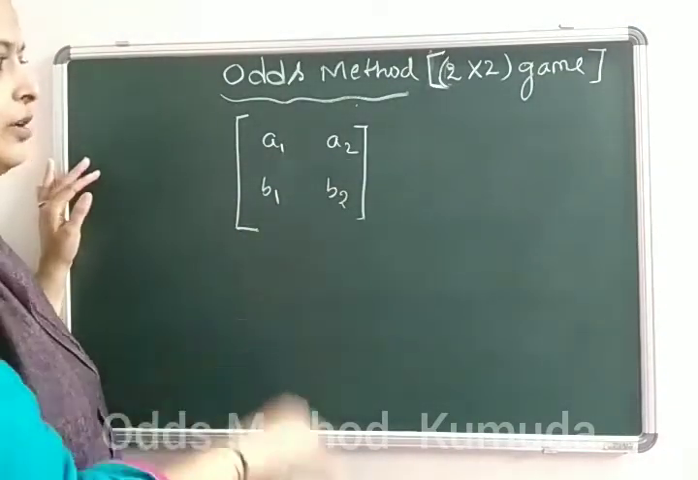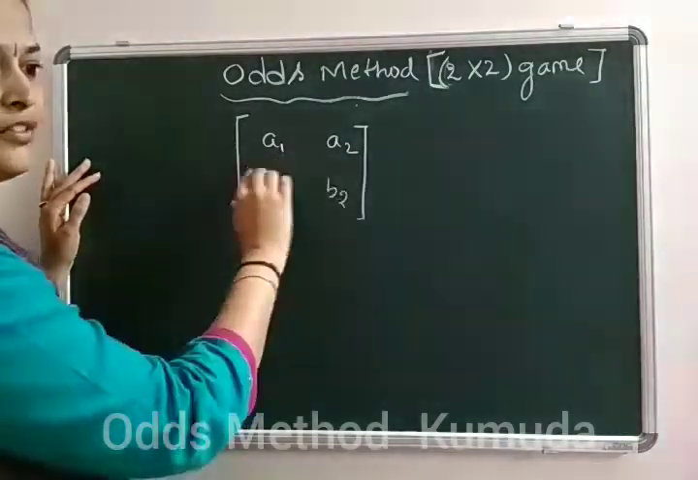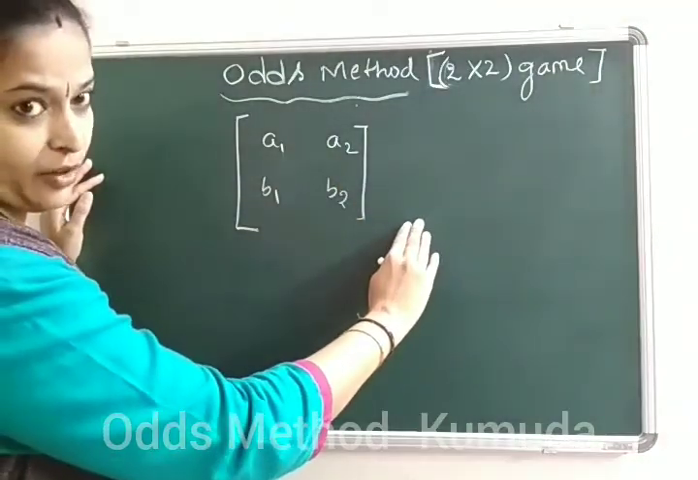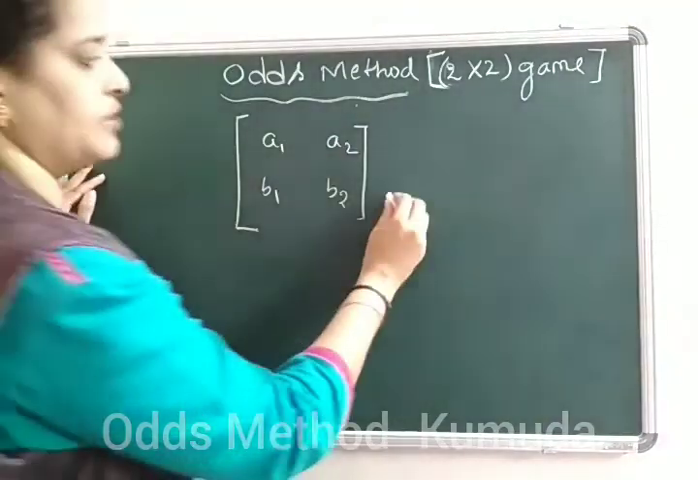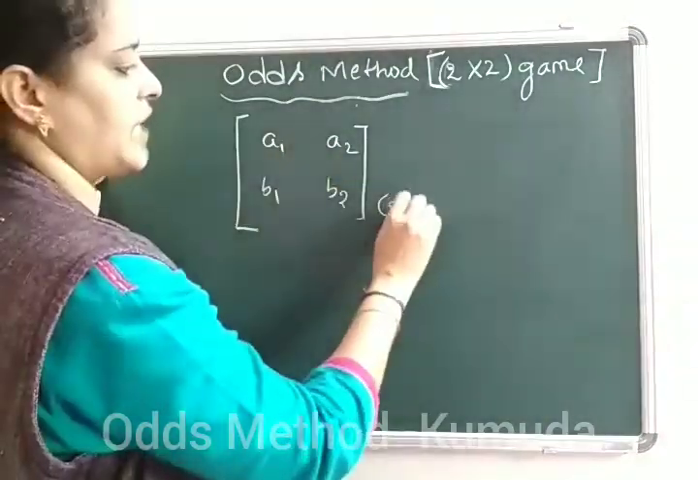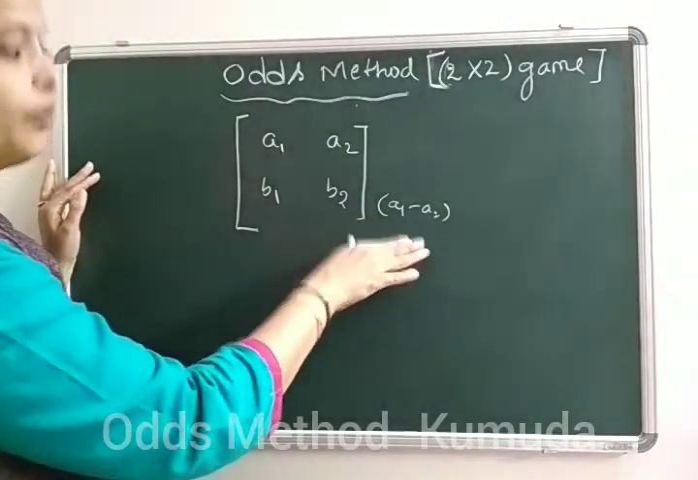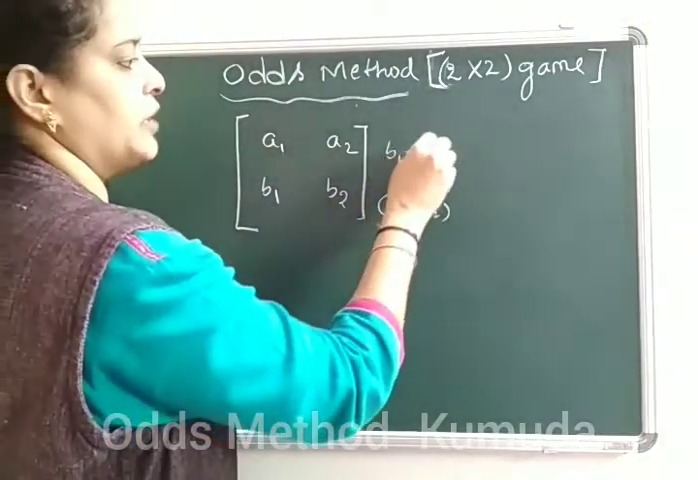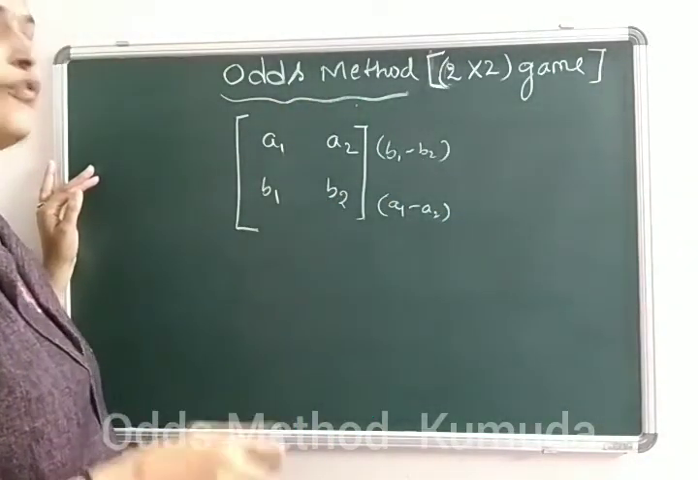So how do we find the odds is that first find the row difference, that is A1, A2 is in the first row. Find the first row difference, write it next to the second row. Find the second row difference and write it in the first row. That means to say find the first row difference, that is A1 minus A2, and we are supposed to place it in front of the second row. Similarly, find the difference of the second row, that is B1 minus B2, and place it in front of the first row. That's why it's also called the method of odds.